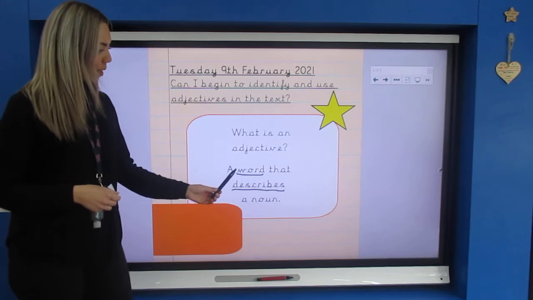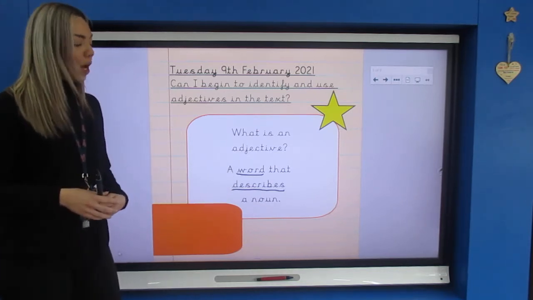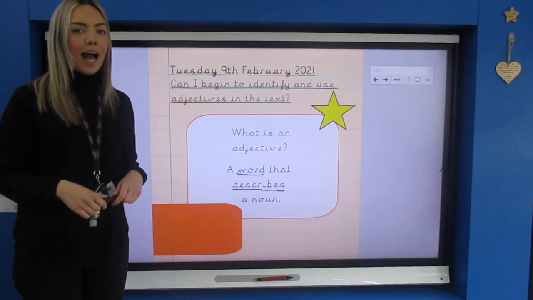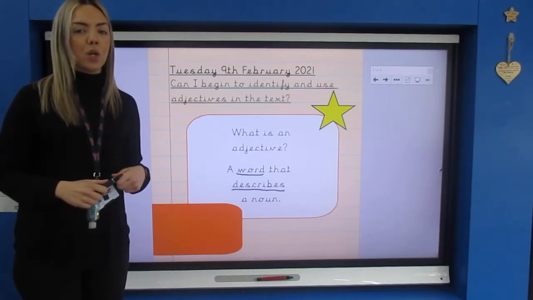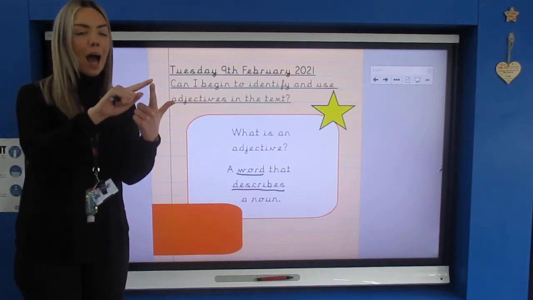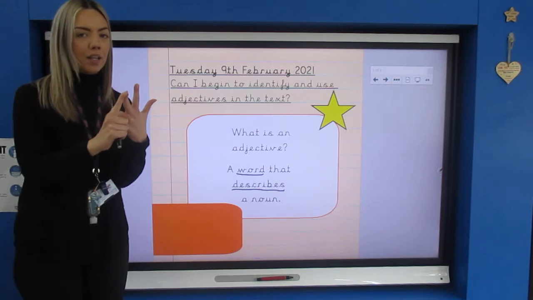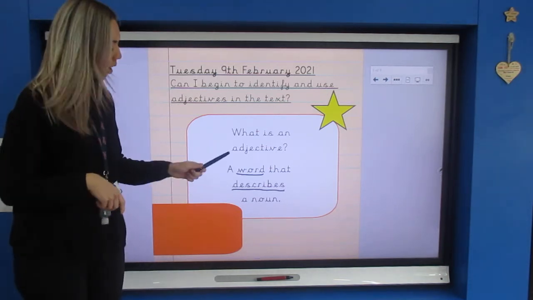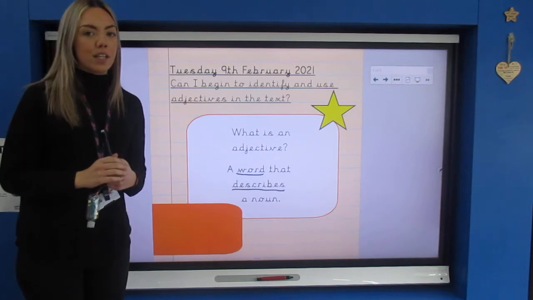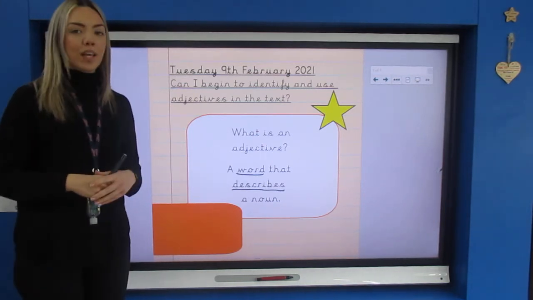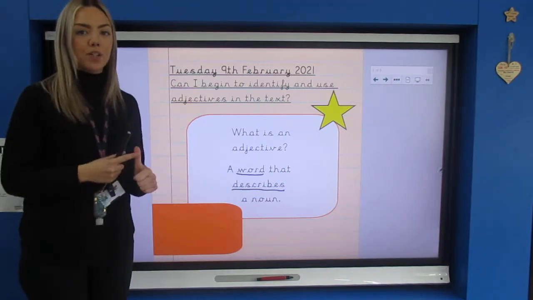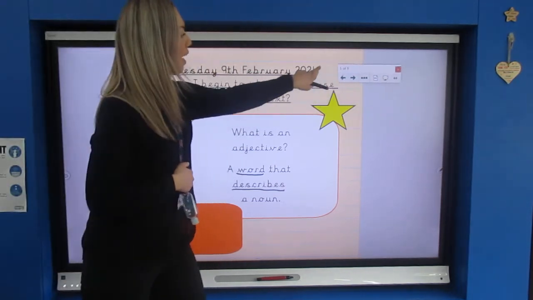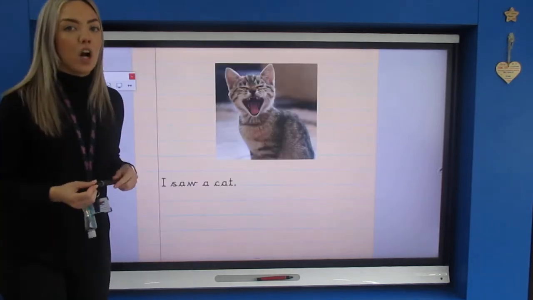So we know now that an adjective is a describing word, and an adjective normally describes a noun. Now remember, a noun is a name. Well done. So it's a name of a person, a place or a thing. Okay? So your name is a noun because that's your name. It belongs to you. Okay? So, when we are thinking about adjectives, we now know that we are going to use them to give us extra information about a person, a place or a thing. Okay? So, let's see then if we can use some adjectives in our starter activity.